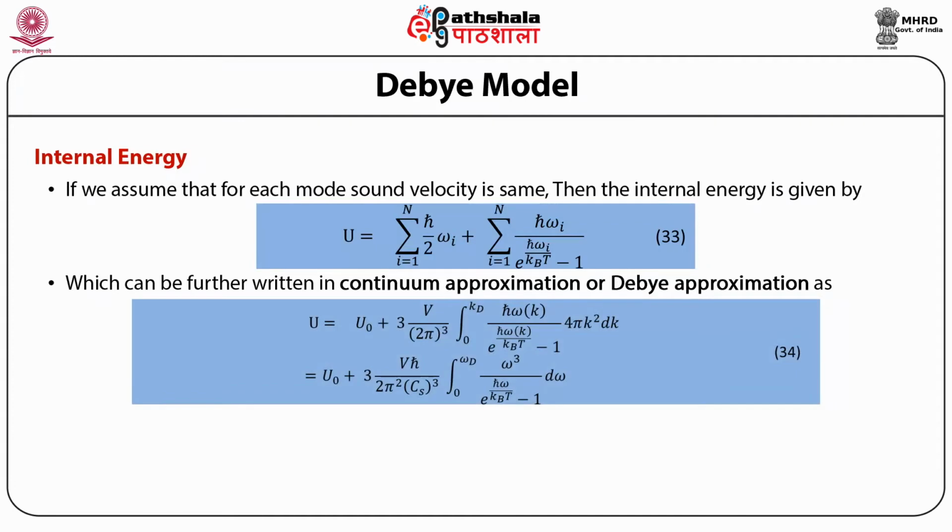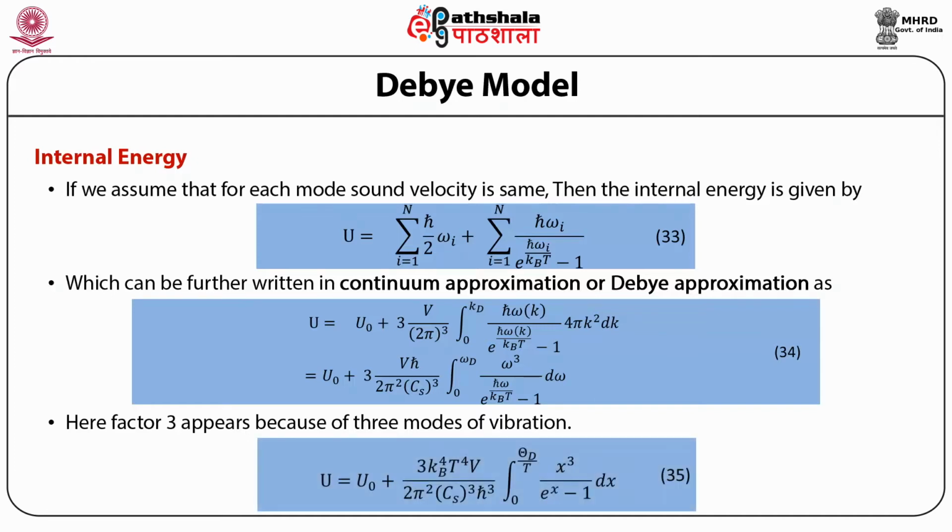to U0 plus 3 times V upon (2π)³ integral from 0 to kD ħωk divided by e raised to power ħωk upon kBT minus 1 into 4πk² dk, which is equal to U0 plus 3 times Vħ upon 2π² Cs³ integral from 0 to ωD ω³ upon e raised to power ħω by kBT minus 1 dω. Here factor 3 appears because of 3 modes of vibration.